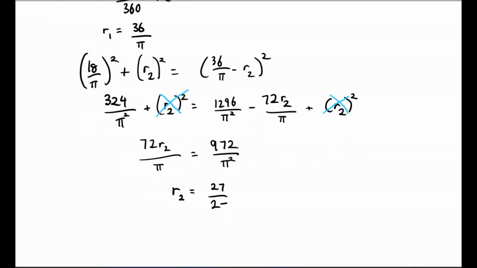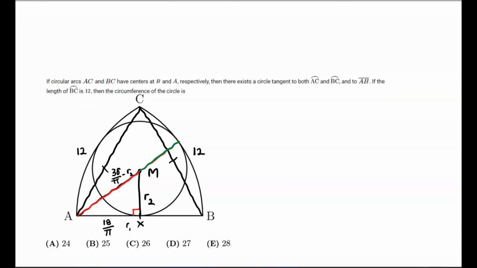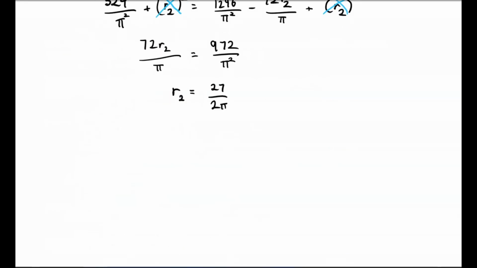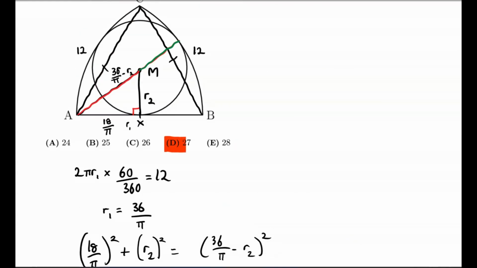But note that we're being asked for the circumference of the circle. We know the formula for the circumference is going to be 2 pi r. So substituting in gives us 2 pi times 27 over 2 pi. Obviously, the 2 pi's cancel to give us 27. So our final answer is D.